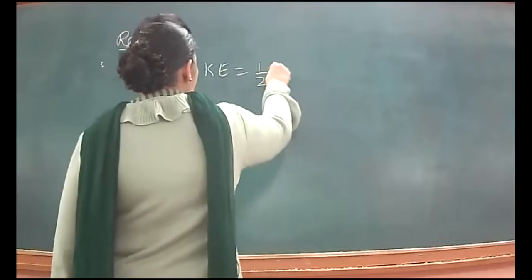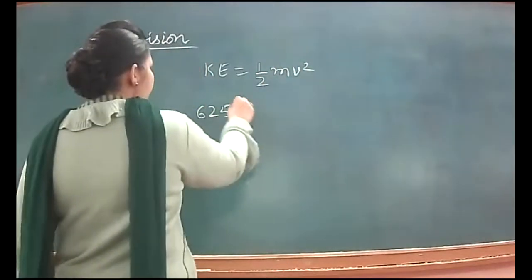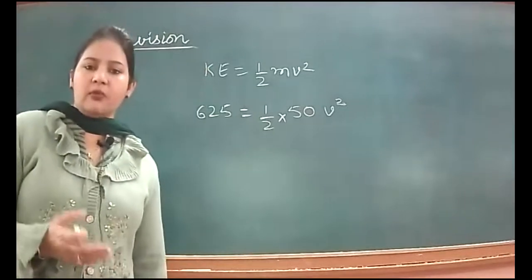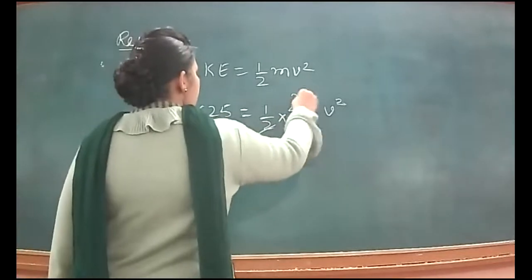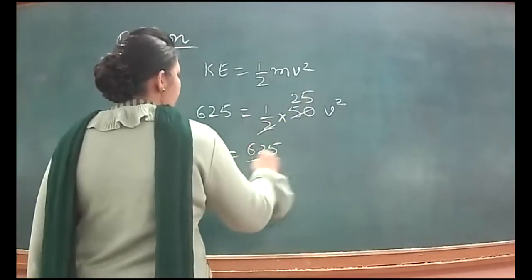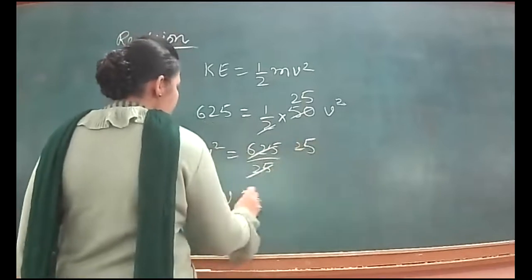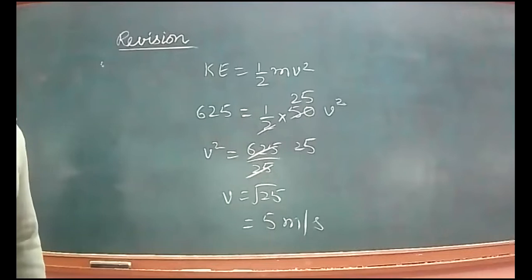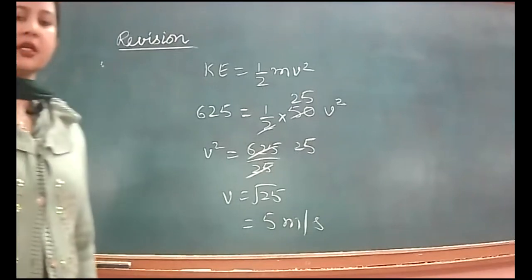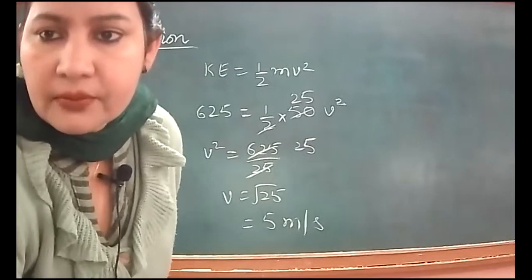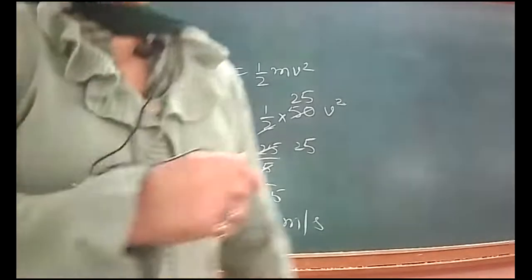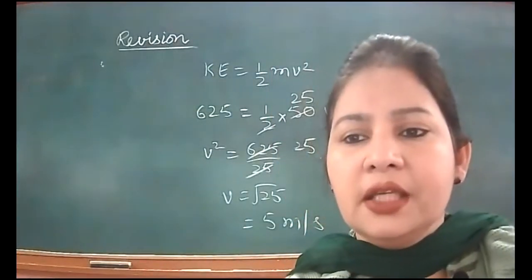Kinetic energy is half mv square. Kinetic energy is 625, that is given, and the mass of the horse is 50 kg. How fast should it run means they are asking the speed. So v square is 625 by 25, that is 25. So v is under the root 25. The speed is 5 meter per second. So the horse should run with at least 5 meter per second so that it has a kinetic energy of 625 joule. Great. So your answer is correct. All of you see that? Okay. Next question. Let's see whose turn is this.